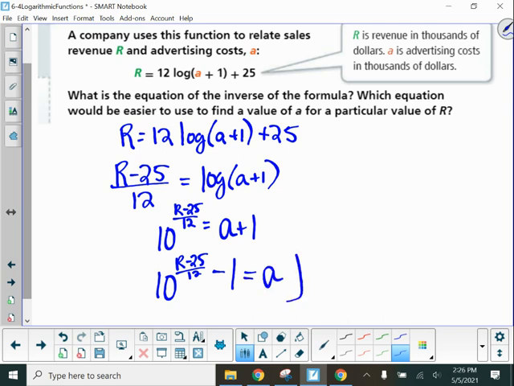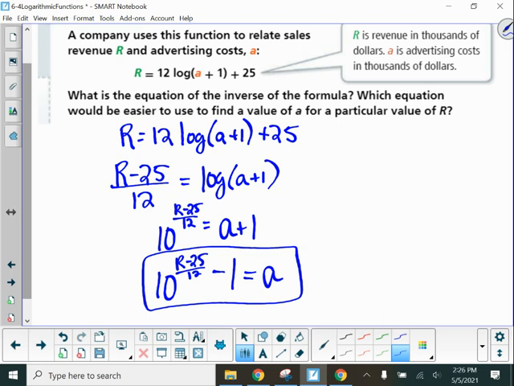That is going to be the formula of my inverse. So that is my equation where you're able to solve for A if you know the R. And that answers the last question of this problem: which equation would be easier to use to find the value of A for a particular value of R? It's going to be a whole lot easier to find your A value when an R is known if you use the A equals equation than if you were just using the original R equation.